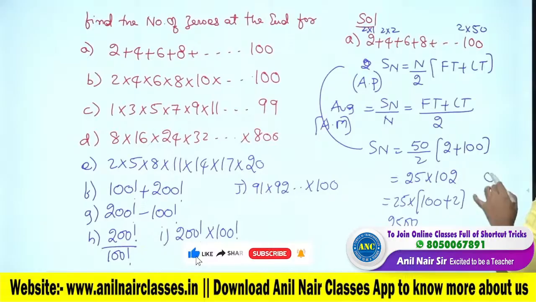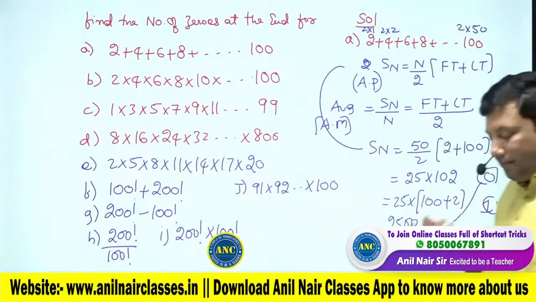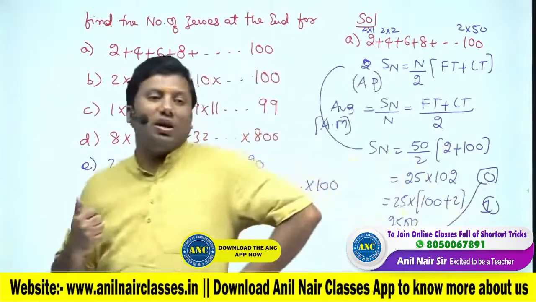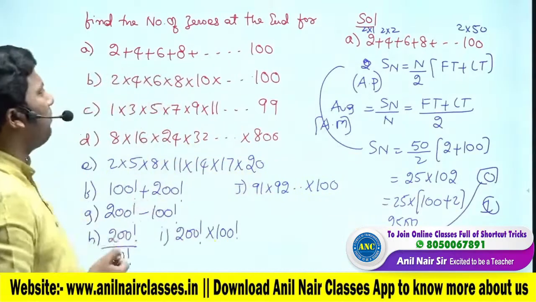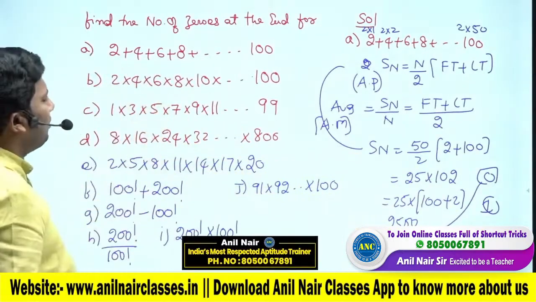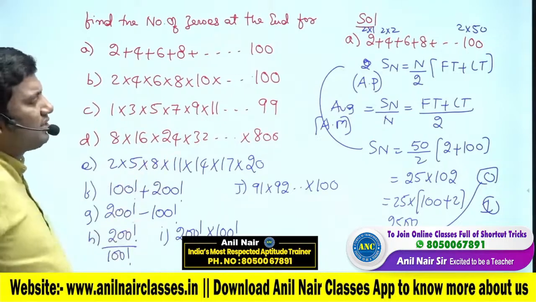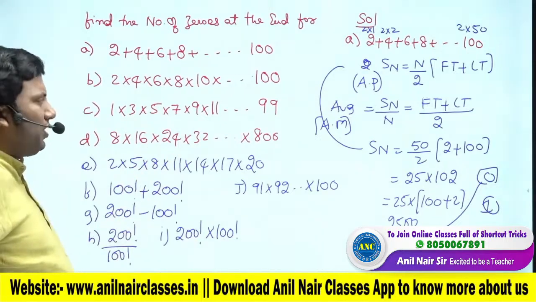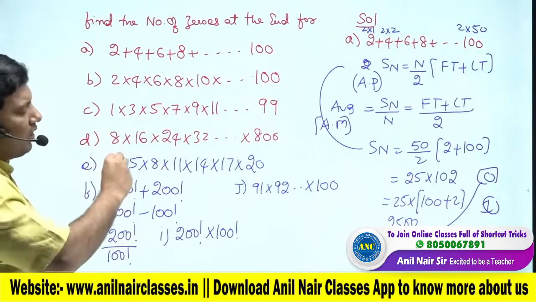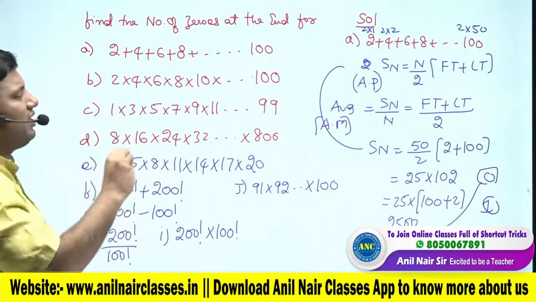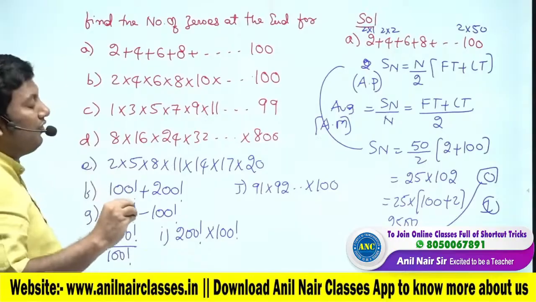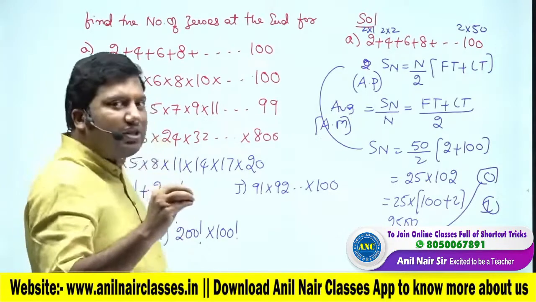How many zeros are there at the end? Only 1 zero is there at the end. So answer for the first question will be 1. Very, very simple. If the series is in arithmetic progression, sum of the terms is given by n by 2 into first term plus last term. 2 ones are 2, 2 twos are 4, 2 threes are 6, 2 fours are 8, 2 50s are 100. N represents the number of terms.